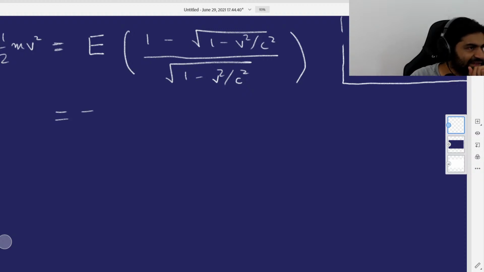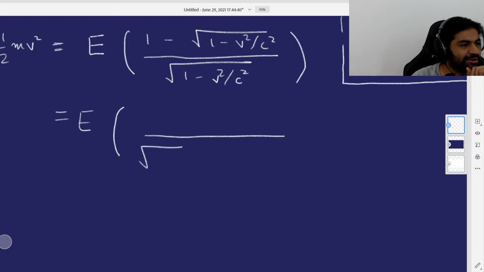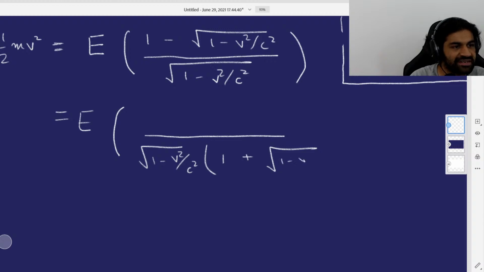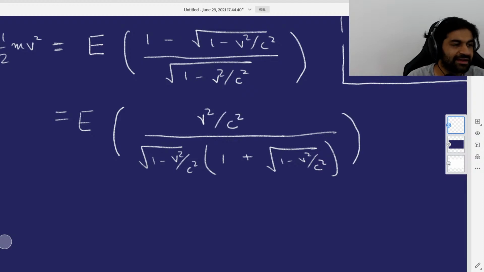So now I have E equals, the denominator will be the square root of 1 minus v squared over c squared times 1 plus the square root of 1 minus v squared over c squared. Because remember, this thing here is what I'm multiplying the numerator and the denominator with. But when I multiply the numerator with this, this will be a squared minus b squared. So that's 1 minus 1. And then just over here, it's just going to become v squared over c squared.